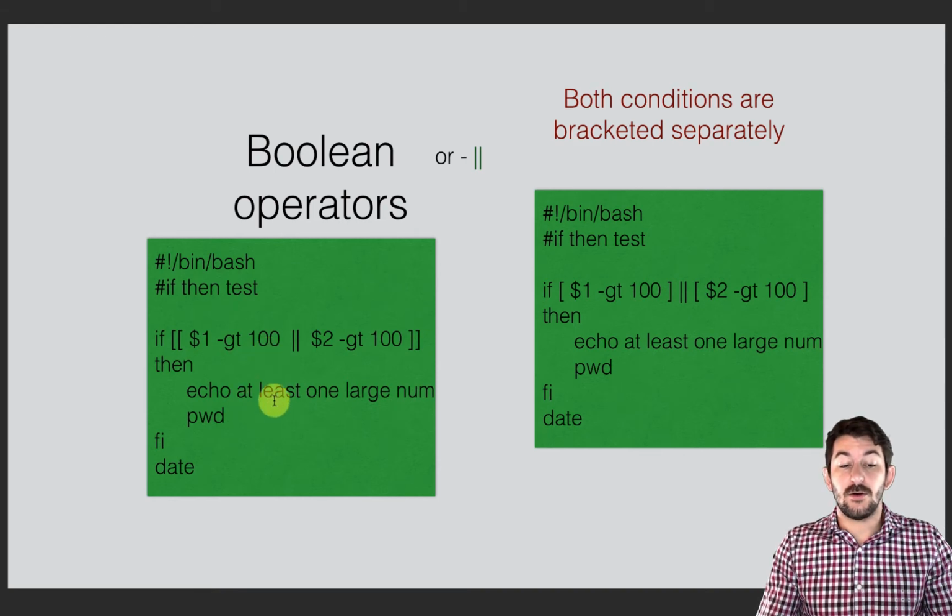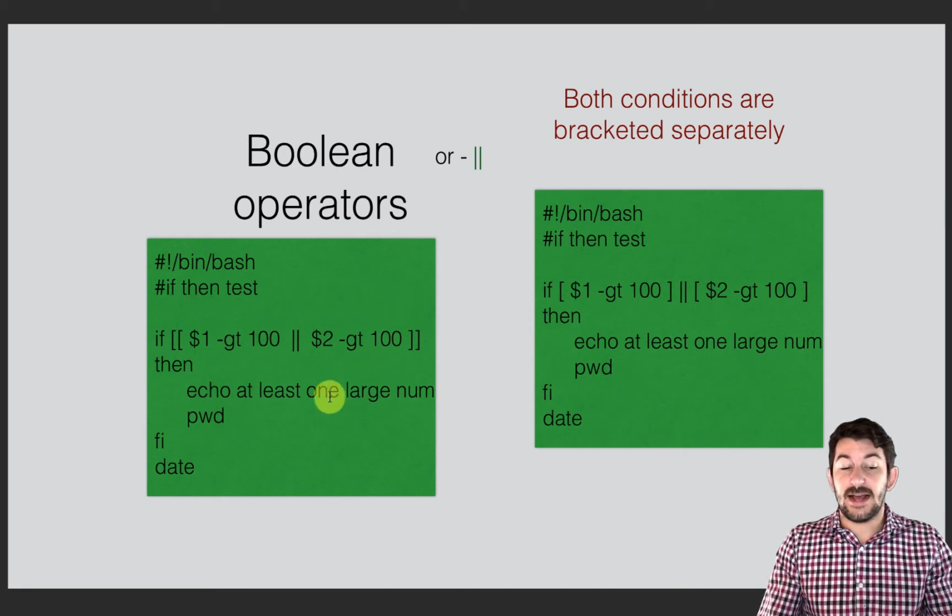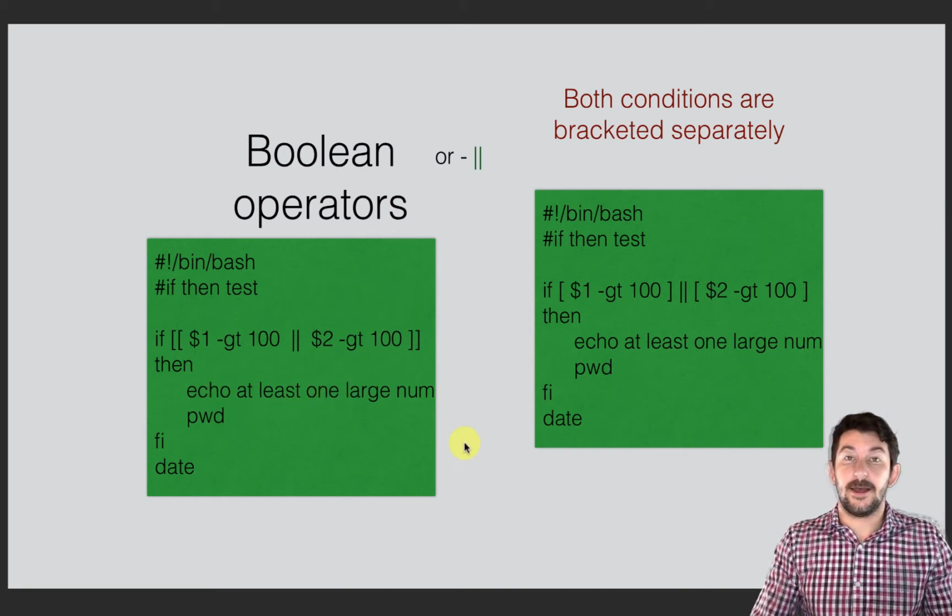And so you could echo "at least 1 is a large number." Now I won't demo this one. You can go try this one. Replace those two ampersands with the pipe and then execute it, saying 1 is 50 and 1 is 150. And you should get it passing through that pathway.